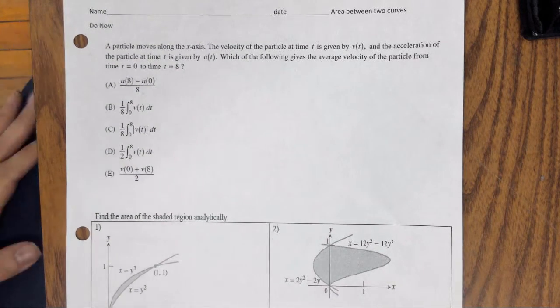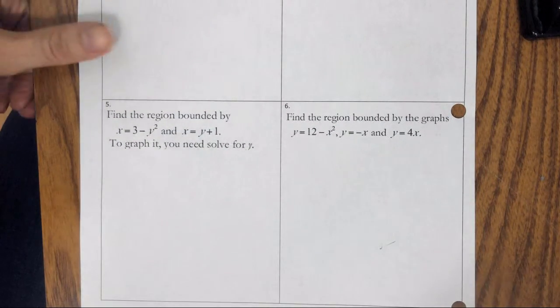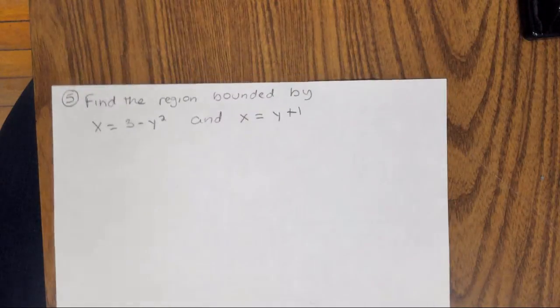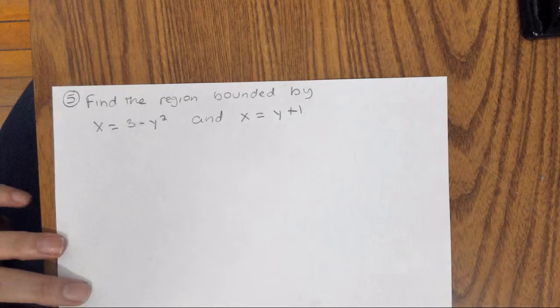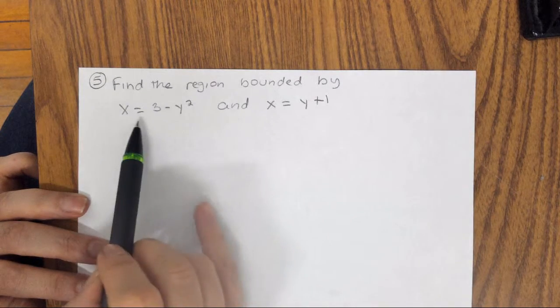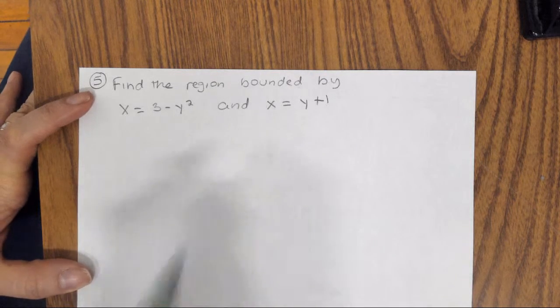So as requested, here is a video for numbers 5 and 6 from this worksheet. So number 5, let's get a bigger sheet of paper, says to find the region bounded by the graphs of x equals 3 minus y squared and x equals y plus 1.